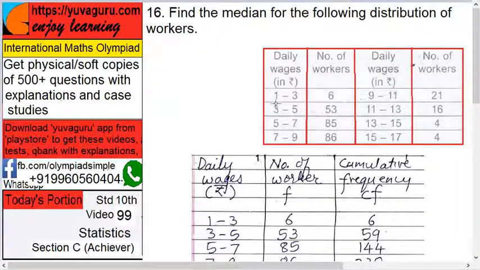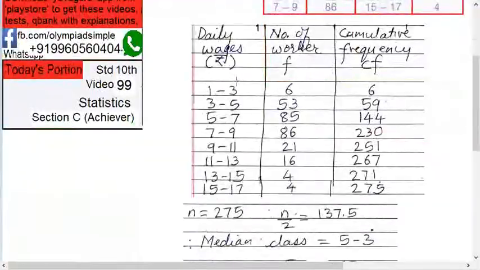Okay. Then 1 to 3, 3 to 5, it goes up to 15 to 17. So we have to find median. Okay, let's start. See, write them in serially. 1 to 3, 3 to 5, 5 to 7, up to 17. Number of workers, write it. Now we'll calculate cumulative frequency.